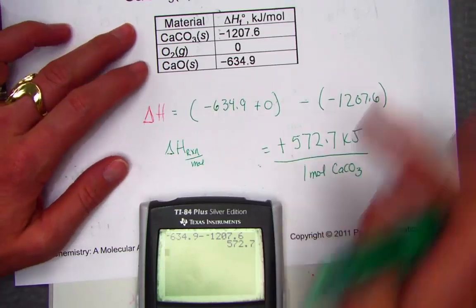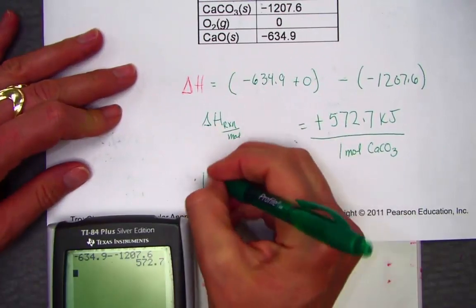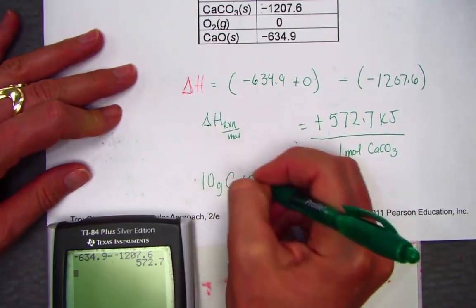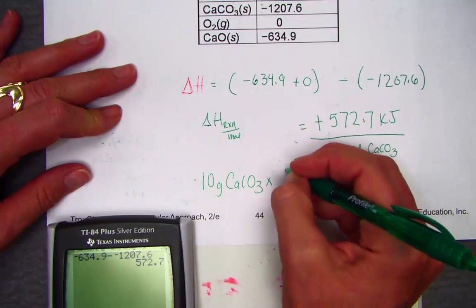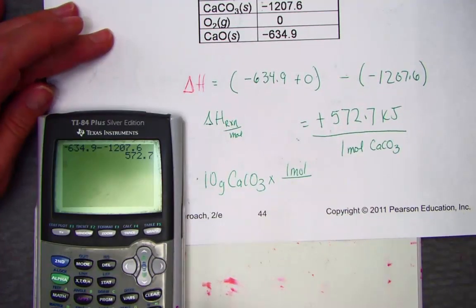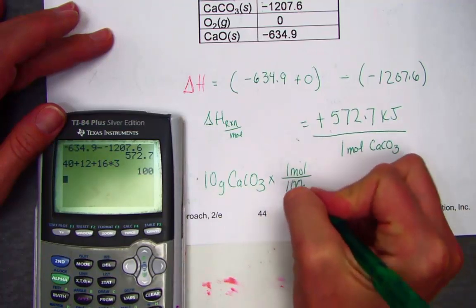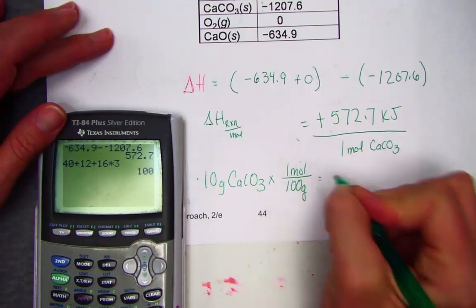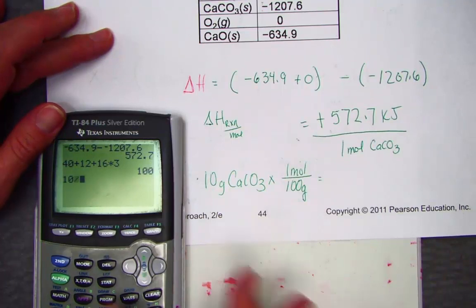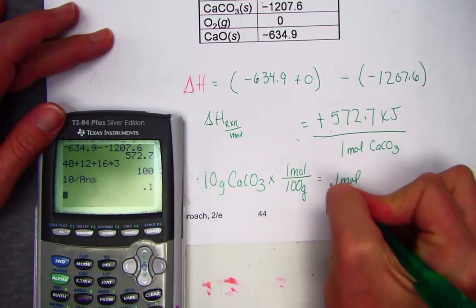But we didn't have 1 whole mole. We had 10 grams. 10 grams of calcium carbonate can be converted to a mole by using a formula weight of CaCO3. Calcium has a weight of 40, 12 on the carbon, and 16 times 3 on the oxygen, and the molar mass here is 100 grams. So 10 grams is the same as saying 0.1 mole of calcium carbonate.